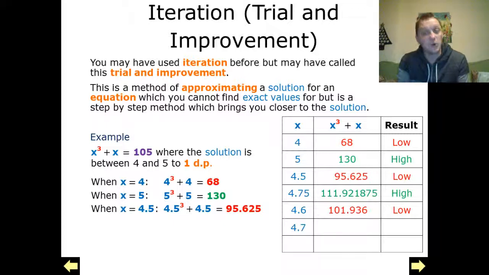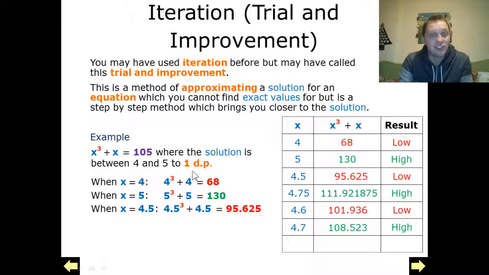I'm going to try next one up, 4.7, because if 4.6 was too low, 4.75 was too high, I'm going to now try 4.7. And 4.7 is too high at 108.523. Because bear in mind, we are looking for our answer to be closest to 105.